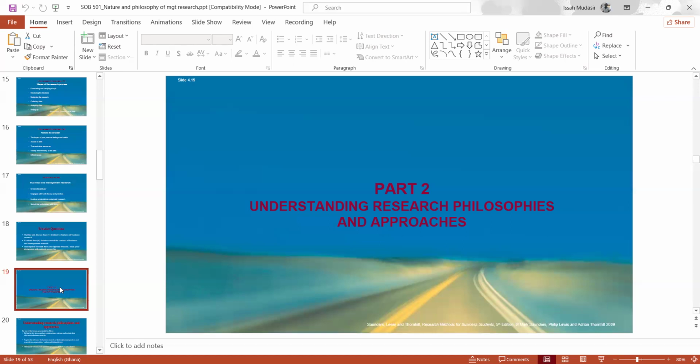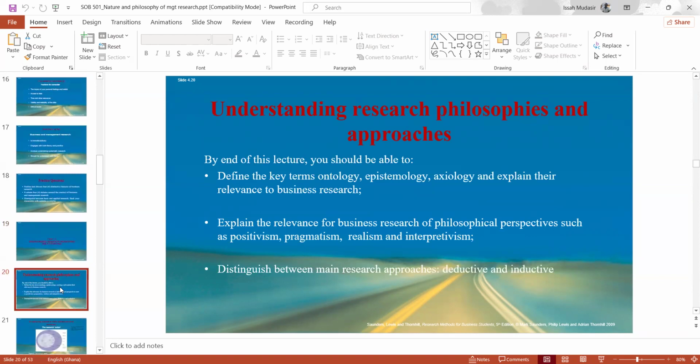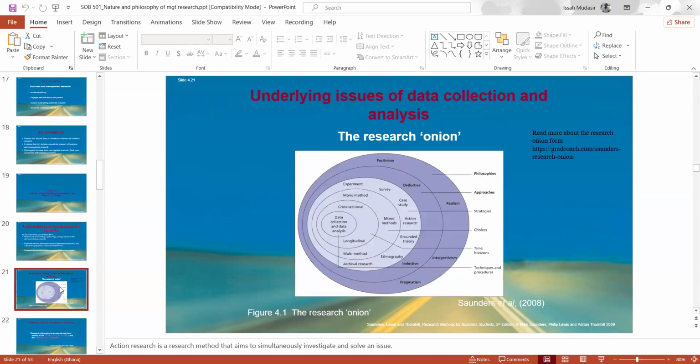So that at the end of this lesson, you should be able to tell your philosophical lens, your philosophical school or assumption, and then be able to distinguish between deductive and inductive research. Deductive and inductive research will flow from the philosophical assumptions.